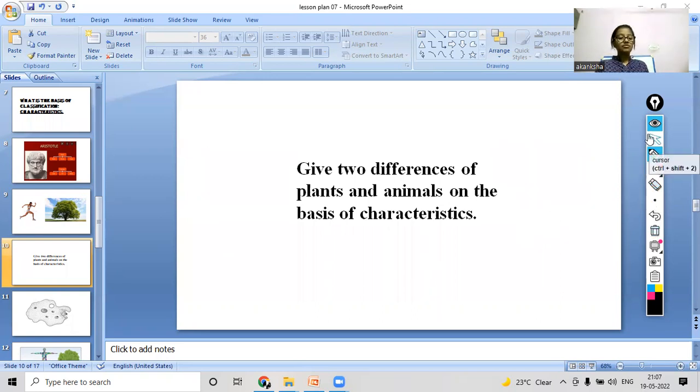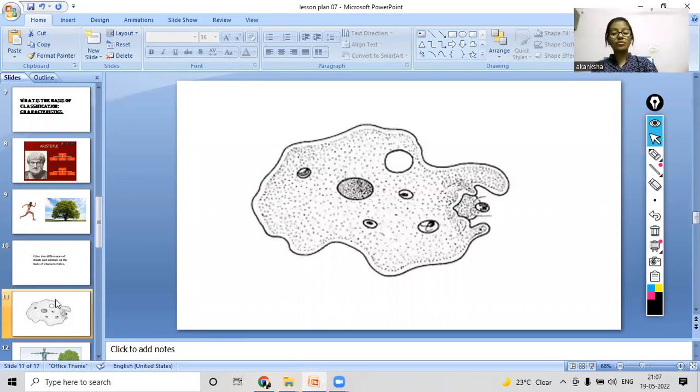So let's move ahead. So now there is a picture in front of you and you have to identify what this organism is. Okay. And what are the characteristics of this organism? So yes, you can write in the comment box. Yes, what is this? Yes, this is an amoeba. Okay, what are the different characteristics of amoeba? Yes, it is unicellular, like single cell.